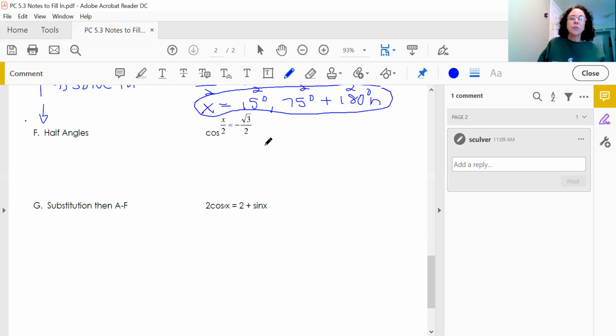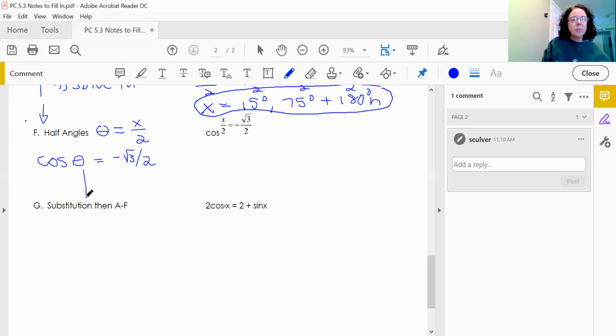Again, cosine of x over 2 equals a negative square root of 3 over 2. I would be just fine if this were cosine of theta equals a negative square root of 3 over 2. I know cosine is negative in the second and third quadrants. I know that it's a square root of 3 over 2 at pi over 6. I'd be just fine. But my angle is x over 2, and that's really bothering me. So I'm first going to say that my angle x over 2 is equal to theta, and I'm going to solve cosine of theta equals a negative square root of 3 over 2. This I know how to solve.